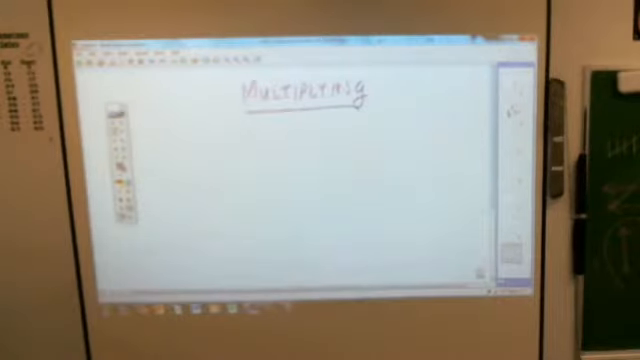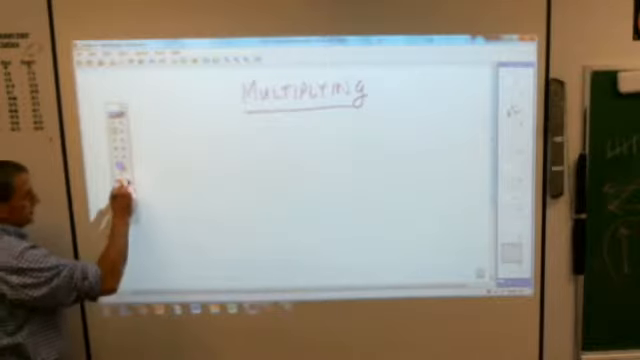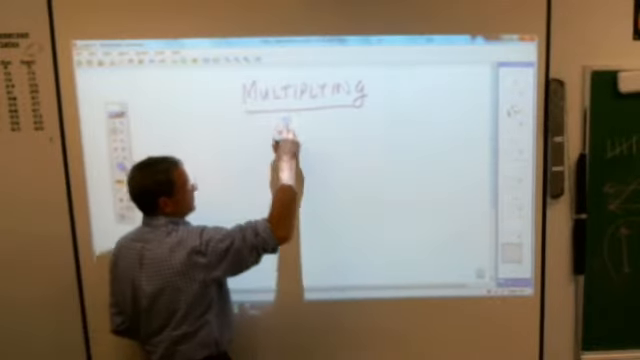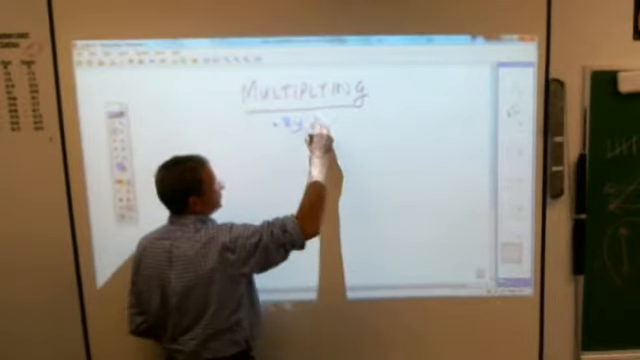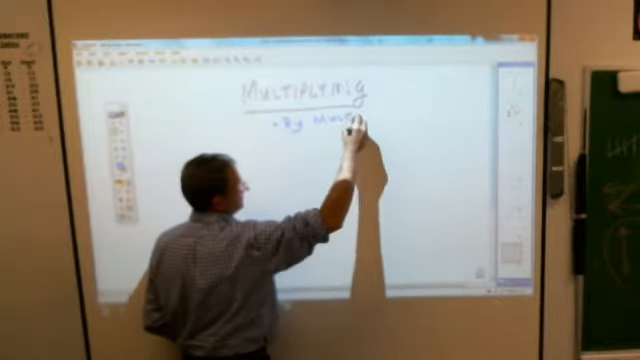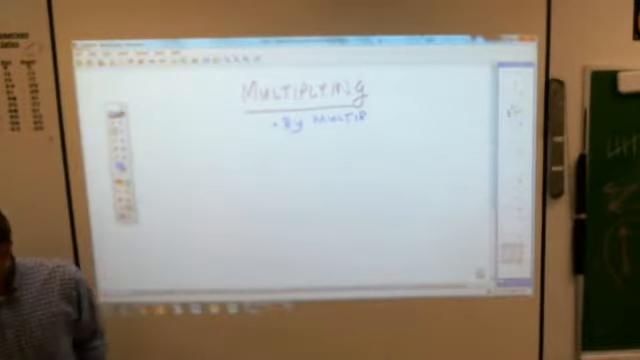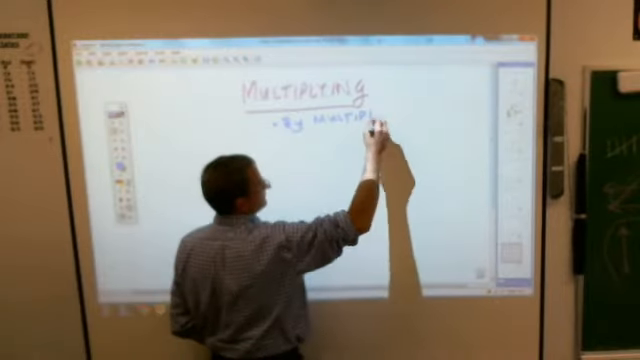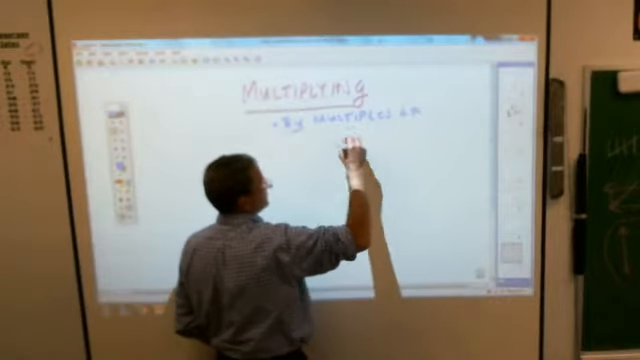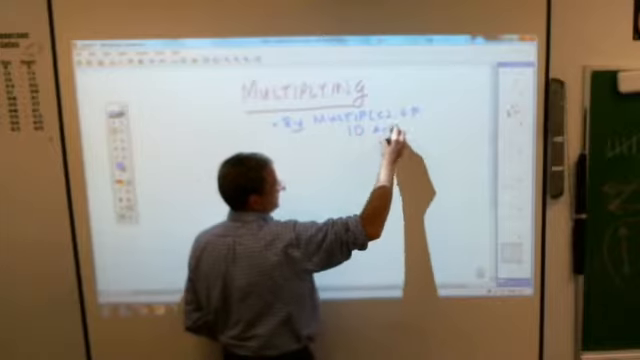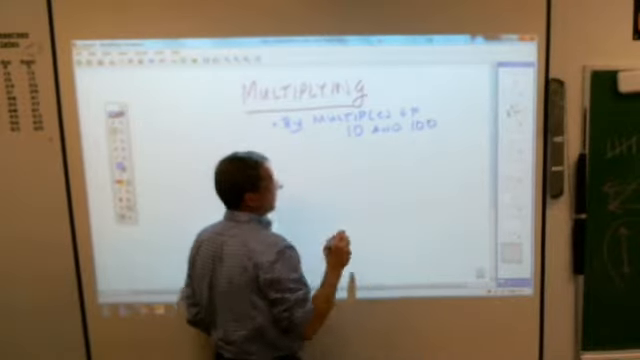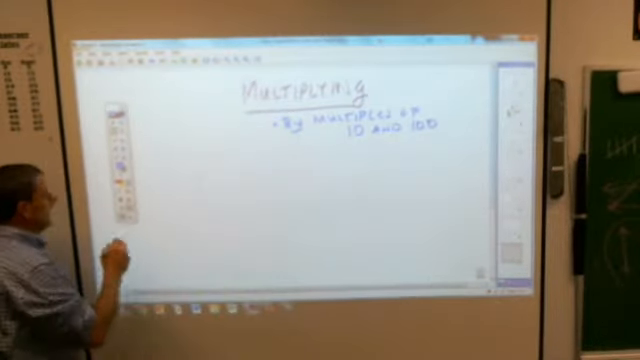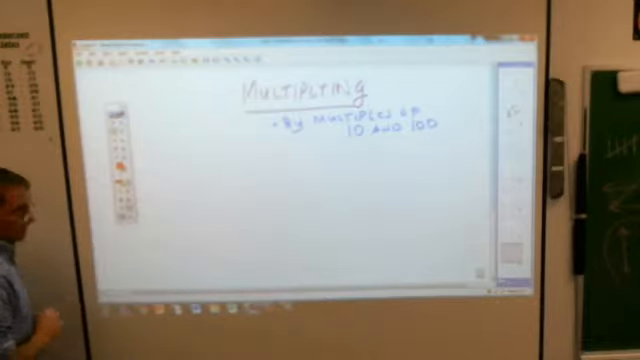And the little subheading under multiplying, ladies and gentlemen, is multiplying by multiples of 10 and 100. And that probably doesn't mean anything to you unless we talk about what multiples of 10 and 100 are.